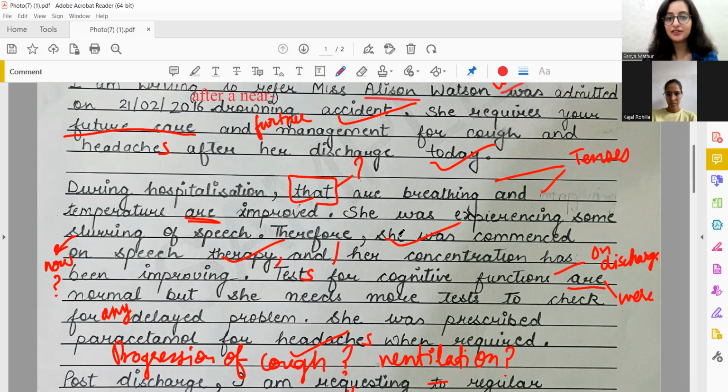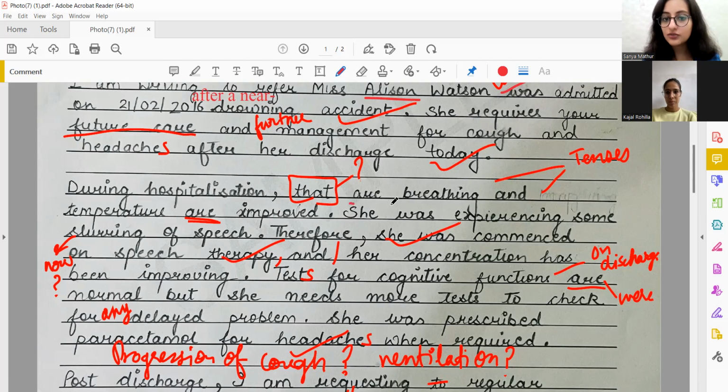Now you've written that breathing and temperature are improved. So that, as I said, is a relative pronoun. But before that, there is no independent clause, right? So what is it combining? You have to remove that. So you can write, during hospitalization.